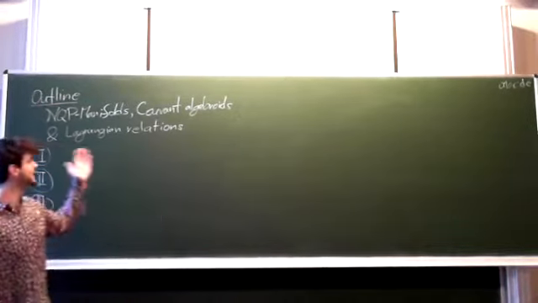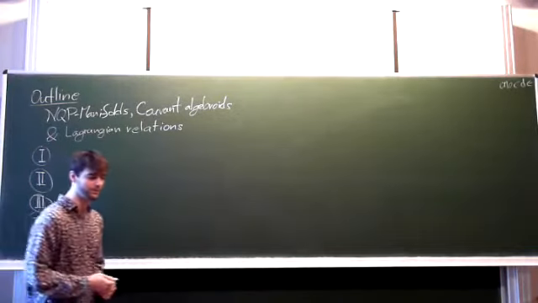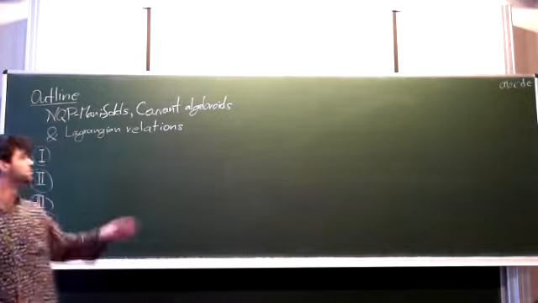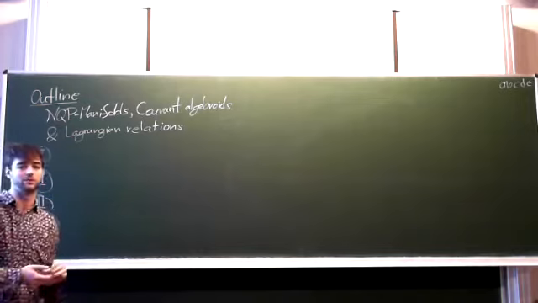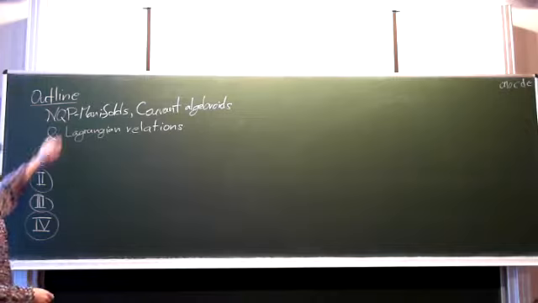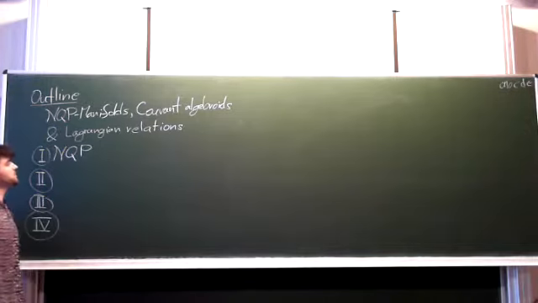So this is the topic, NQP manifolds, so non-negatively graded manifolds with some extra structure, and how they relate to Courant algebroids, and how we can talk about those in the language of Lagrangian relations. So the plan is first NQP, second Courant algebroids.